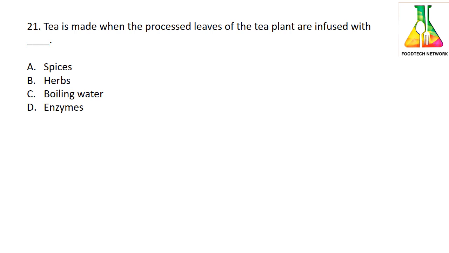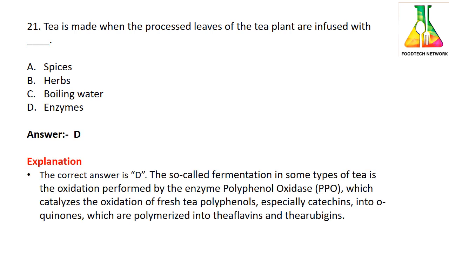Option A spices, option B herbs, option C boiling water, and option D enzymes. Option D, that is enzyme. The so-called fermentation in some types of tea is the oxidation performed by the enzyme polyphenol oxidase, which catalyzes the oxidation of fresh tea polyphenols, especially catechin, into quinones, which are polymerized into theaflavins and thearubigins.